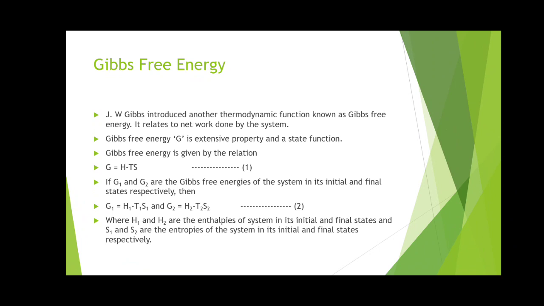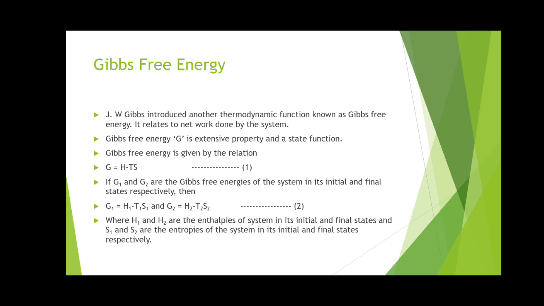Gibbs free energy is given by the relation G is equal to H minus TS. Now here G1 and G2 are the initial and final states of Gibbs free energy of that system. Then G1 is equal to H1 minus T1 S1, G2 is equal to H2 minus T2 S2. This equation is called equation number 2.